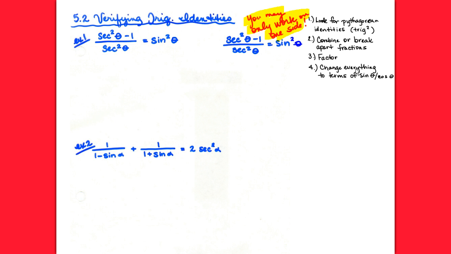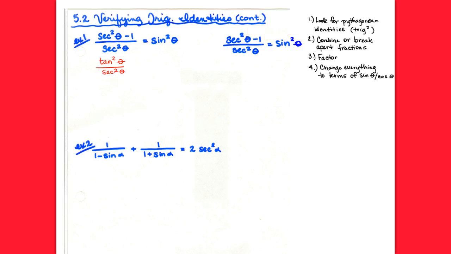Okay, so let's look at example number 1. We've got secant squared minus 1 over secant squared, and we're trying to verify that that's equal to sine squared. All right, so let's start at the top of our list. Look for Pythagorean identities. I have a trig function squared and a 1, so flashing lights should start going off. That almost has to be one of my Pythagoreans. So if I look back on page 376, what is secant squared minus 1 equal to? Tangent squared. So I'm going to replace secant squared minus 1 with tangent squared.